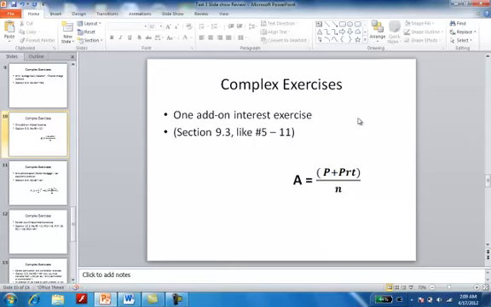There will be an add-on interest exercise, like if you were borrowing money to purchase a big screen TV or furniture, something like that. Again, the exercise is like number 5 through 11. There's your formula right there. And again, be careful how you put this in the calculator. This is why I say if you put the answer only and don't show me the setup of the problem, there's no partial credit I can give for it.